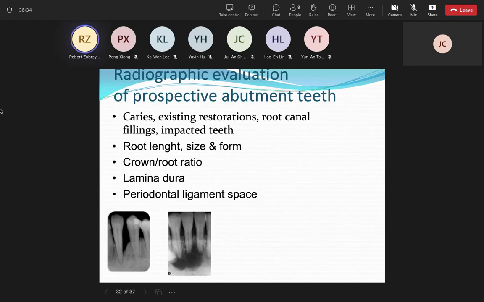Finally, radiographic evaluation. So we need to evaluate the caries, existing restoration, root canal filling, impacted teeth, root length, size and form, crown root ratio, lamina dura, periodontal ligament space also.